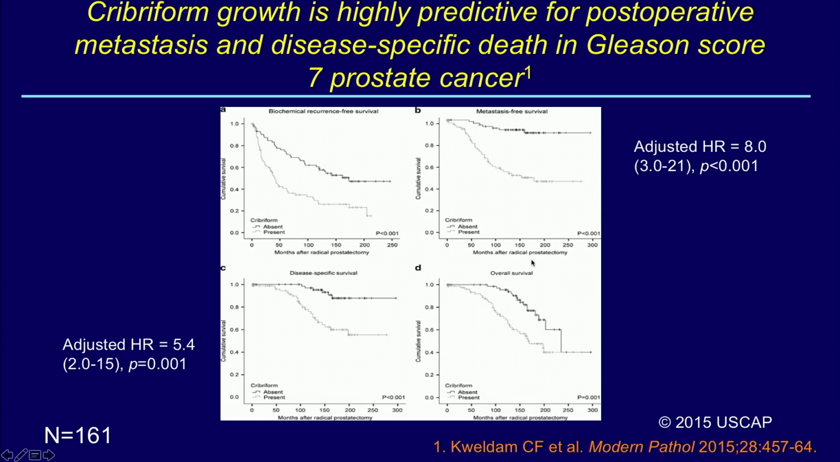And this is the European data looking at it as well. They tackled the problem a little differently. In about 161 patients, they looked at having cribriform, yes or no, any cribriform, small or large, within them. And they showed that if you've got the cribriform morphology, you did worse in terms of biochemical recurrence, but also metastasis-free survival with the odds ratio of 8, disease-specific survival, and even overall survival. So the cribriform was really important for them.